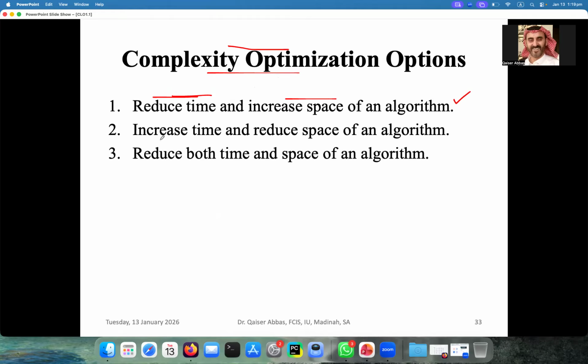The other option is you increase the time, but you reduce the space of the algorithm. That is also a good option, and it is considered an optimization option for the complexity. If you do this with some algorithm, then you can publish that as an article. That would be your research work.